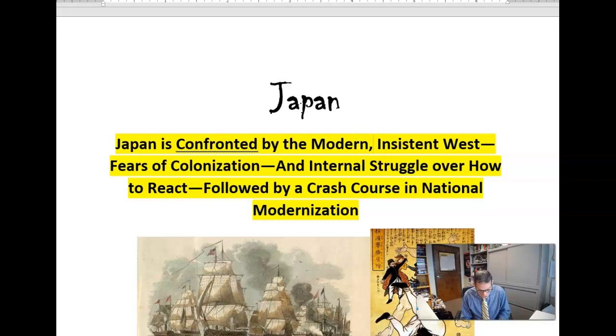As with China, Japan, like China, fears large-scale colonization. There's an internal struggle in China over how to react to this Western threat. And then Japan does something that China was not able to do nearly as efficiently as Japan. Following the internal struggle, Japan is going on a crash course of rapid national modernization.